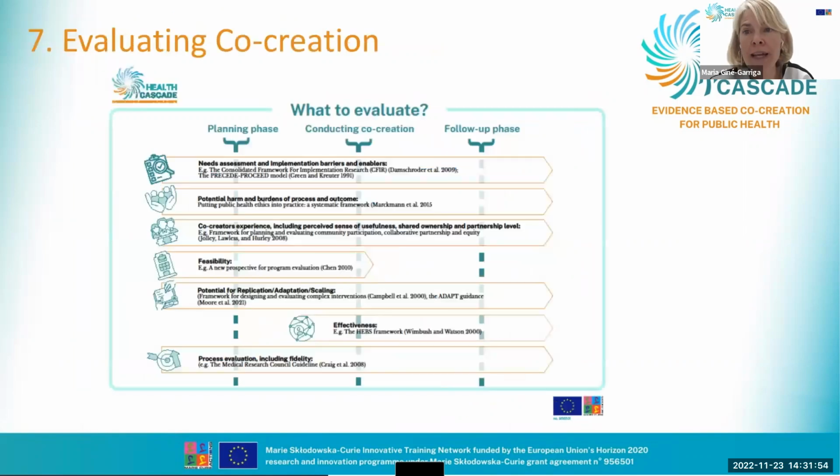Our final tool is an infographic showing the key requirements of evaluation to support planning the evaluation of co-creation projects. We are aware that evaluation needs to be planned from the start, and we must consider all relevant components. In a co-creation project, evaluation should be thought of at the planning phase, but will take place in different stages. We should consider evaluating the needs assessment and implementation barriers and enablers, potential harm and burdens of process and outcomes, co-creators' experience, including perceived sense of usefulness, shared ownership, and partnership levels, feasibility, potential for replication, adaptation, and scaling, effectiveness, and the process evaluation, including fidelity.